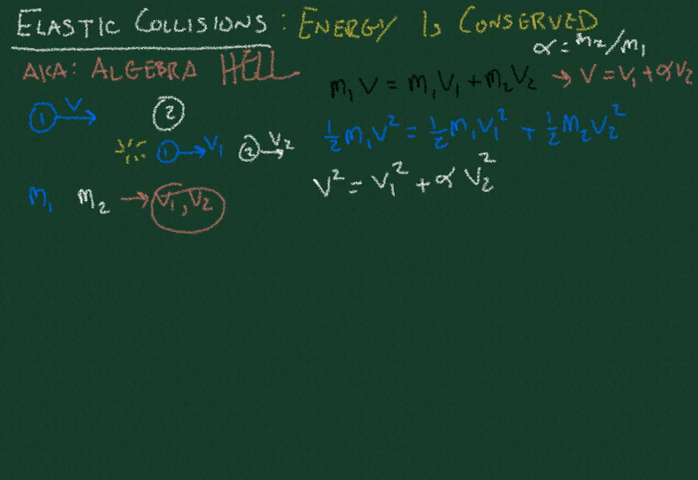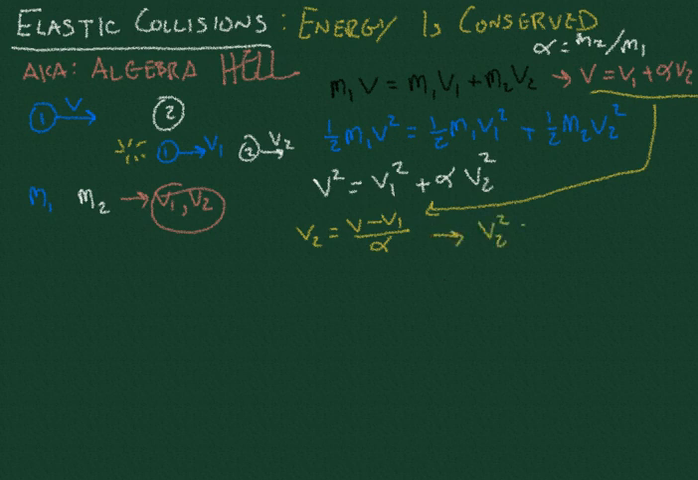So from here, looking back at our first equation, we can rewrite this and say that v2 is equal to (v minus v1) divided by alpha. So v2 squared is equal to (v minus v1) squared divided by alpha squared.